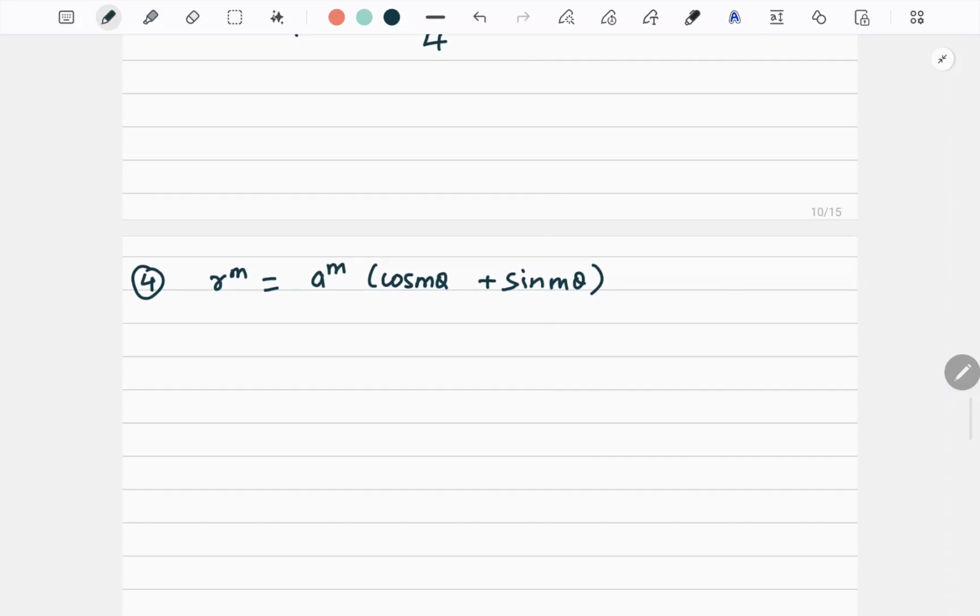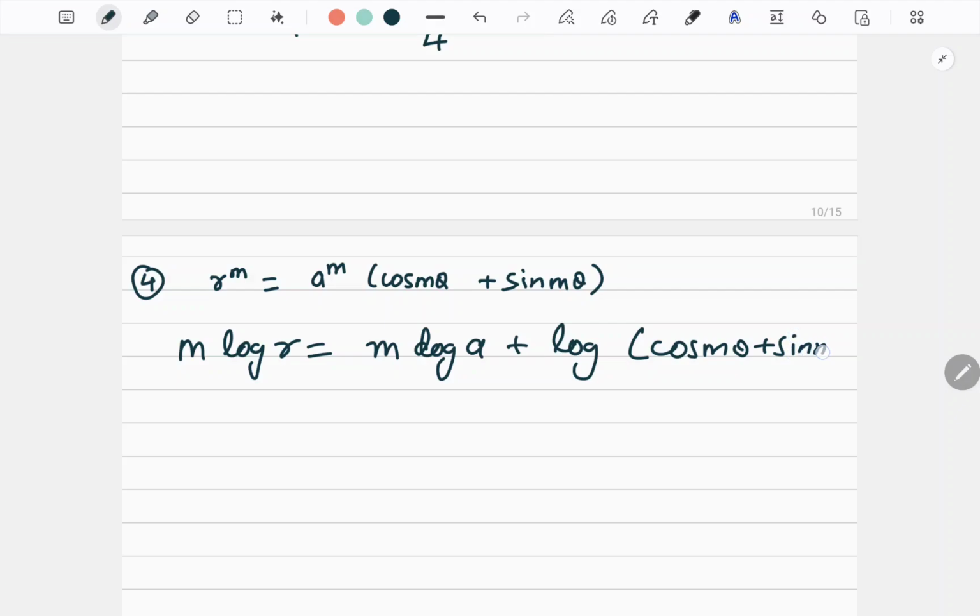Now let's come to the next question. This question is almost like the previous question. The only difference is they have changed the power. So what is the first step? Take log. So m log r is equal to m log a plus log of (cos m theta plus sin m theta). Here I have used the concept log m to the power n is equal to n log m, along with my addition formula. That's why these powers came in front.